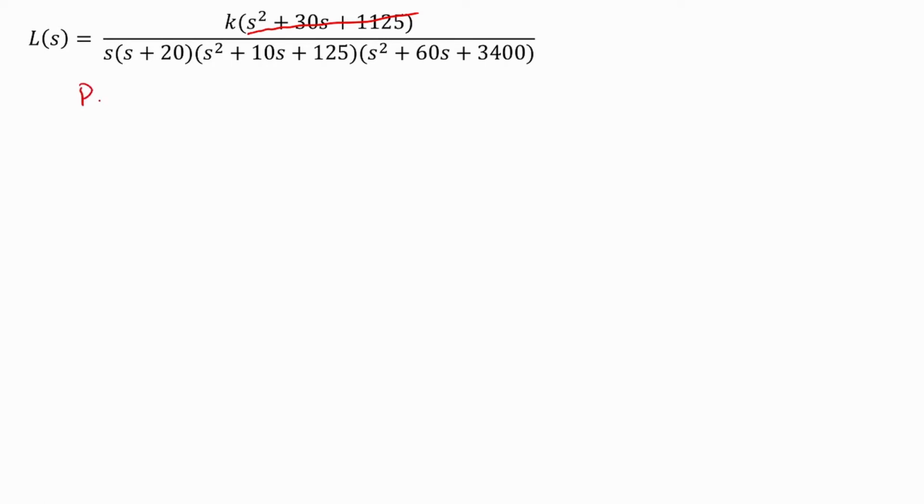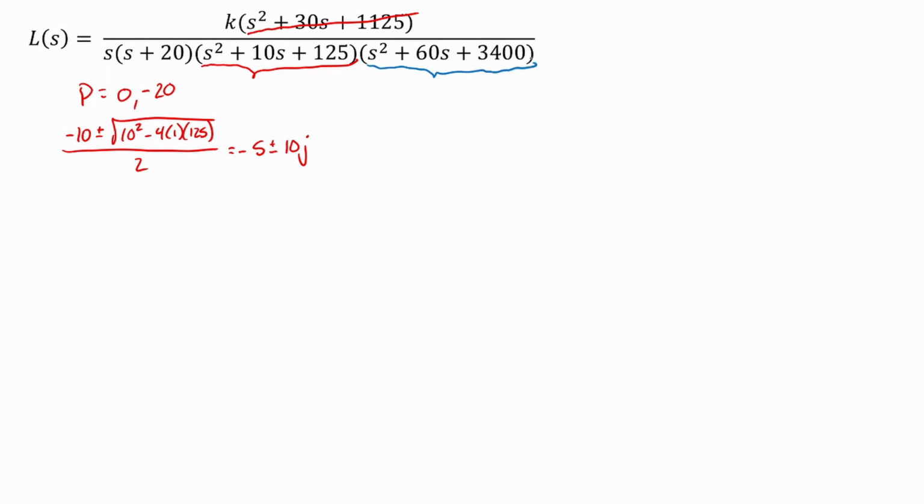So we know our poles are going to be at 0 from the first one, -20. And then we have two systems here, so we'll calculate this at the bottom. So what we get is -5 plus or minus 10j. And now we'll have a look at this second part down here. And so we have -60.